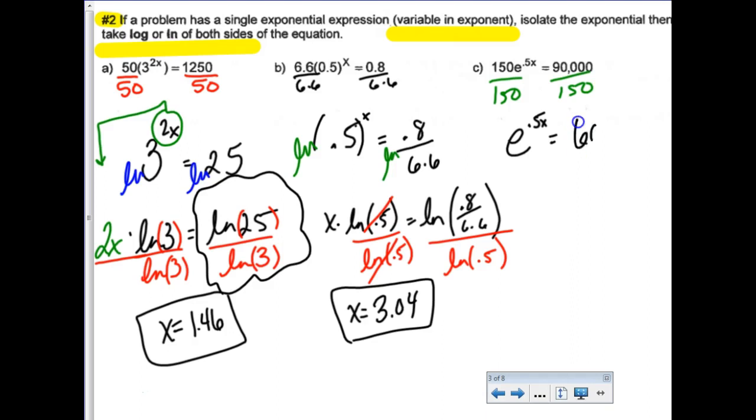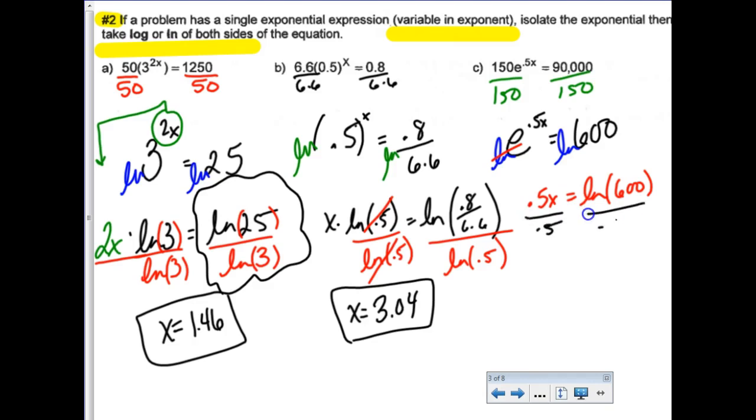The natural log is a base e logarithm, which means when you apply natural log to the base e exponential, not only does the exponent come down, the e and the natural log knock each other out. So you end up with 0.5x equals whatever the natural log of 600 is. And then you're going to divide both sides by 0.5.